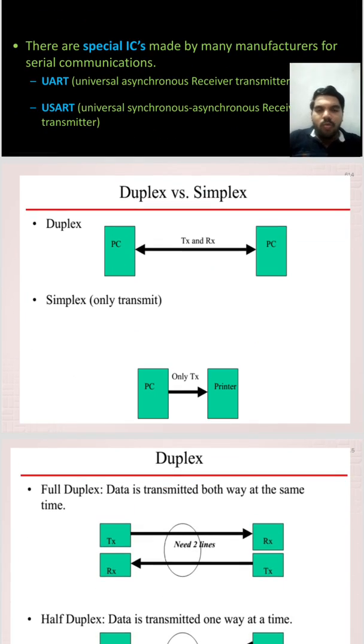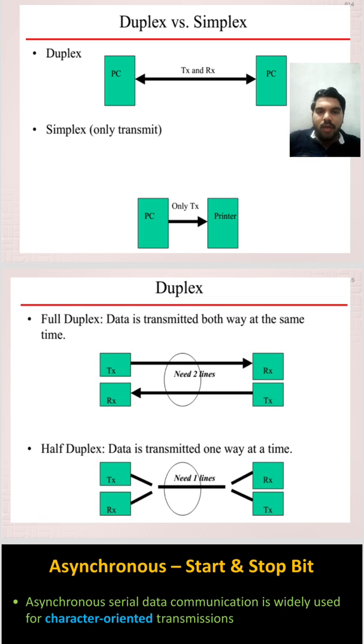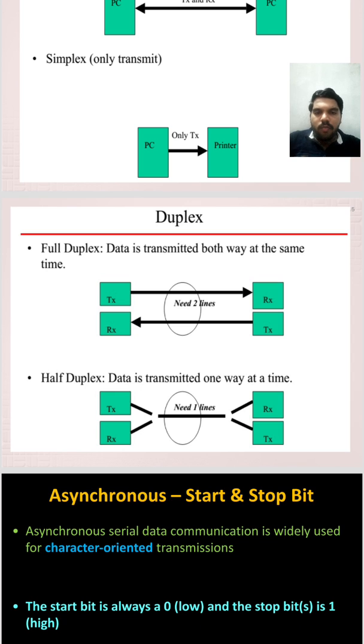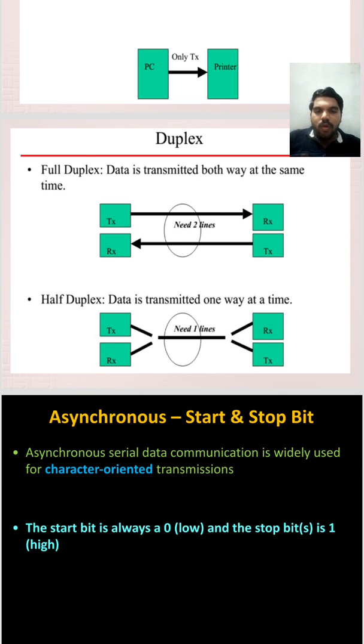Next we have to discuss what duplex is and what simplex is. Duplex means we transmit and receive data in both directions. Simplex means we transmit data in only one direction. Duplex has two types, full duplex and half duplex. Full duplex transmits both ways at the same time, from transmitter to receiver and from receiver to transmitter. Half duplex transmits one way at a time, either from transmitter to receiver or from receiver to transmitter. So at a time we can transmit in only one direction.